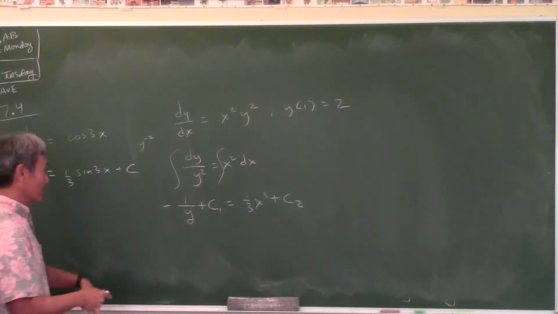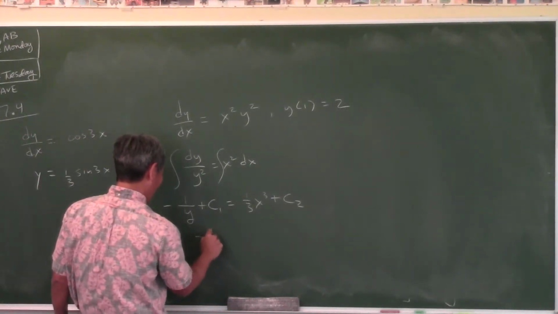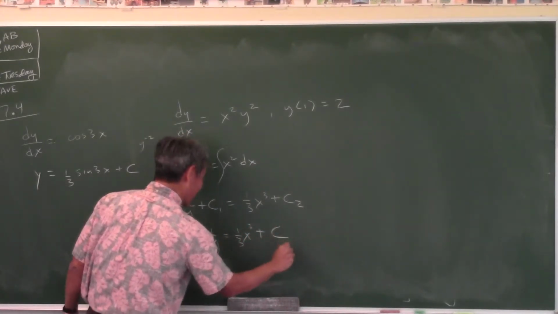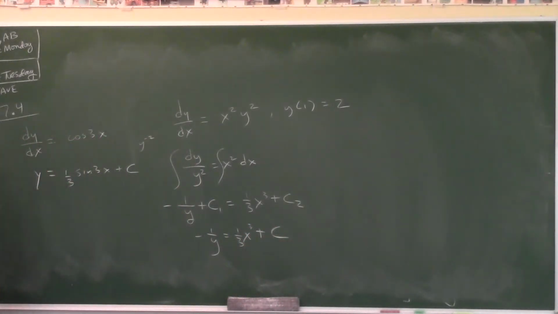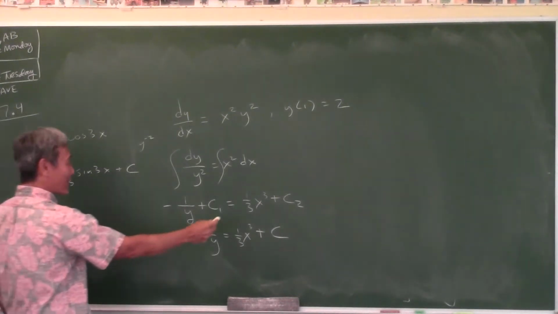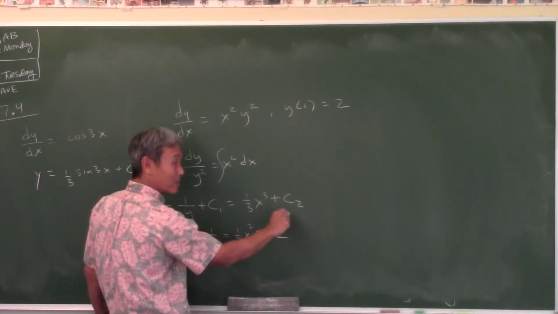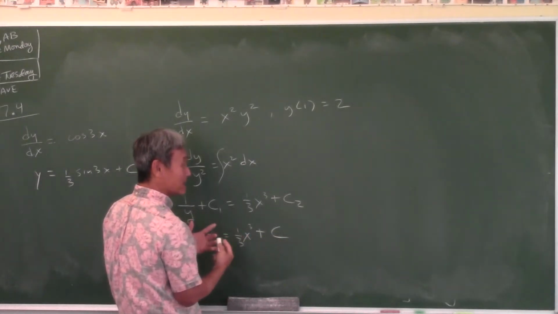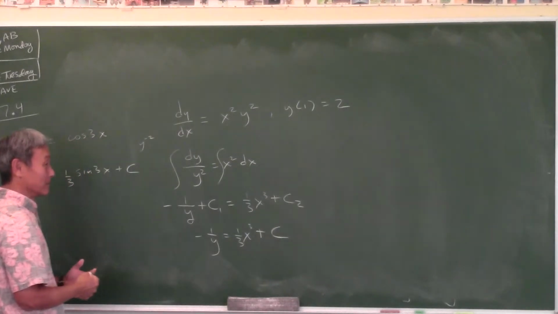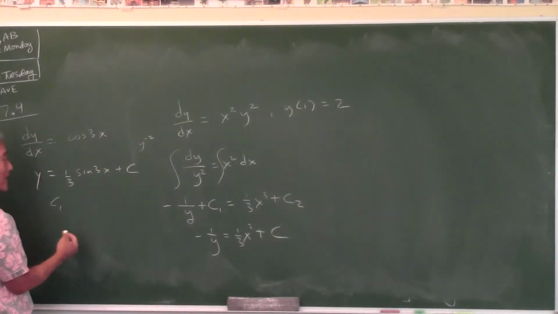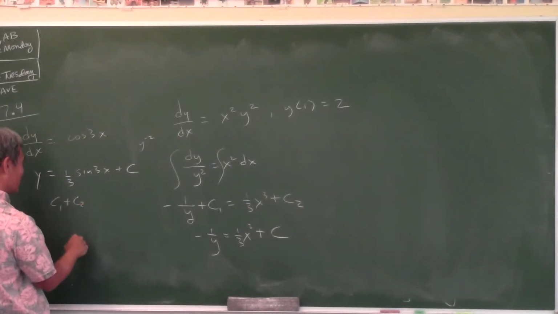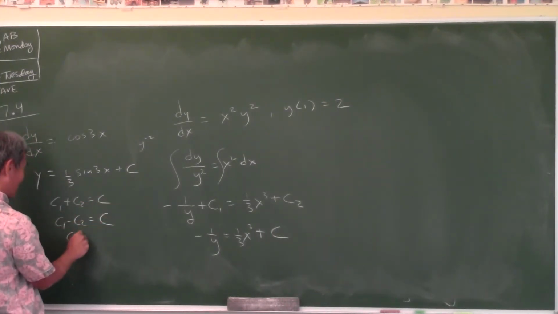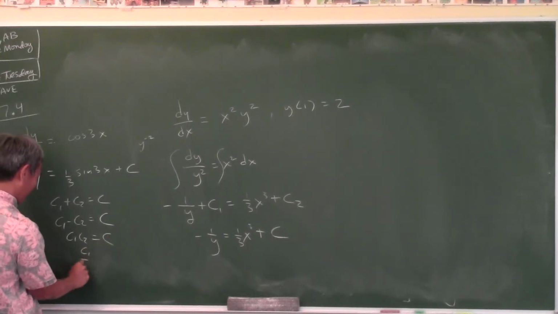Now watch what I'm going to do, and this is not magic. Negative 1 over y is equal to 1/3 x cubed plus c. Because they're constants. If you have a constant and you subtract another constant, don't you simply just get a constant? A constant minus a constant equals a constant. You can do lots of things with constants. You add two constants together, you get a constant. You subtract them, you get a constant. What about multiplying? Constant. What about dividing them? Constant.